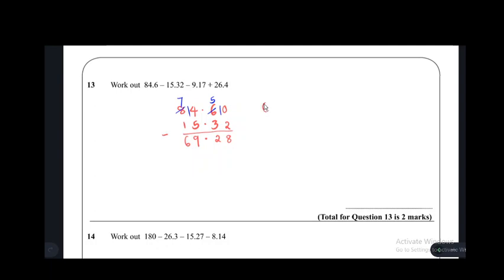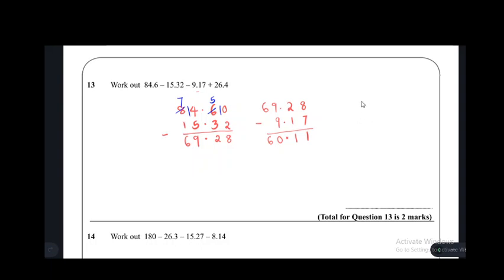So this time round we're not gonna forget. 69.28 take away the next one, which is 9.17. So I'm gonna draw a beautiful line right there. 8 take away 7 is 1. 2 take away 1 is 1. Bring down the decimal point. 9 take away 9 is a 0, and then we have 6 take away nothing, remains as a 6.